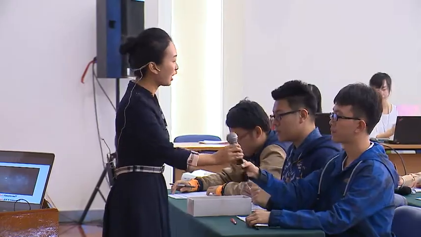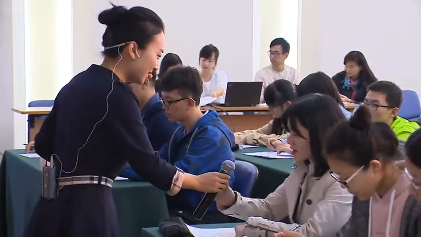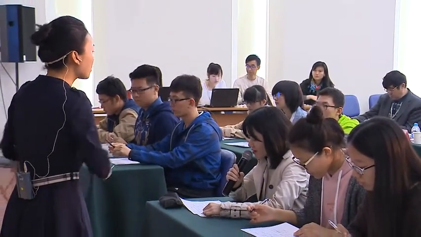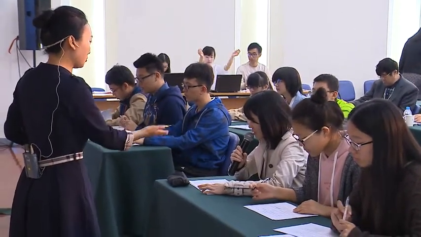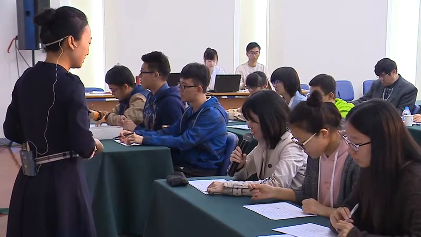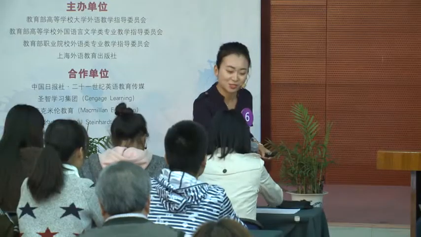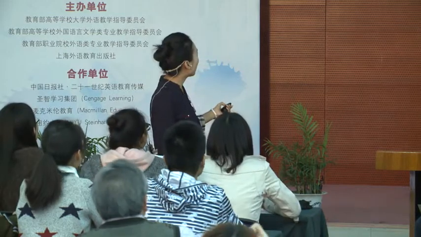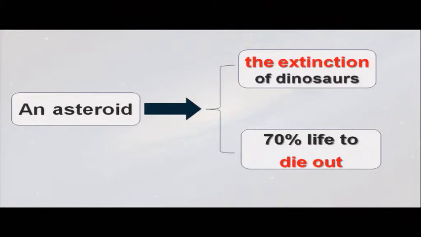Thank you very much. Any other information you want to add? Do you have any other more information to add here? The crash caused a large crater. Crater, good. Yes, and it happened in Mexico. Mexico, yes. And almost 70% of the creatures died out. 70%. Good, thank you very much. You're really amazing. Yes, so from the video, we got to know an asteroid caused the extinction of the dinosaurs and 70% of the life to die out.